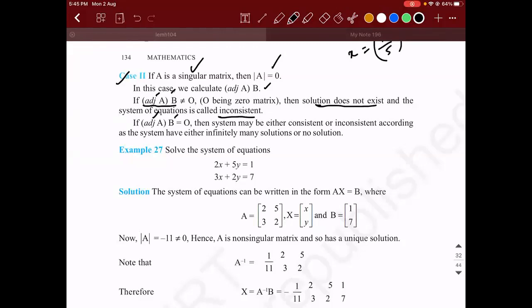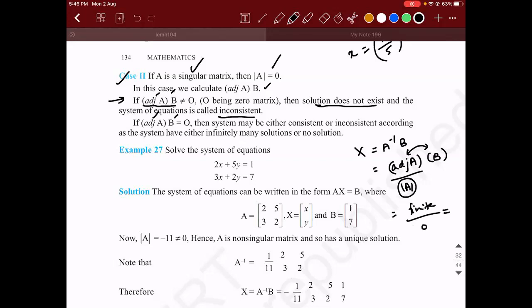Why they are telling this step is because from the previous result we got x is equal to A inverse B, right? A inverse is nothing but adjoint of A divided by delta, correct? Now listen to this carefully. The numerator says adjoint of A into B. So what is the first statement saying? If adjoint of A into B is not equal to 0, meaning it is a finite number, and determinant of A is 0 because A is a singular matrix, then a finite number divided by 0 is going to give you an undefined solution. It is not defined actually, correct?